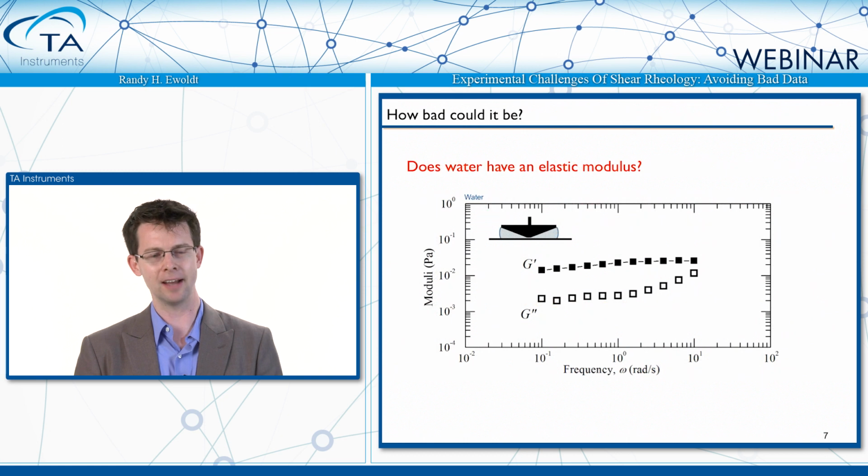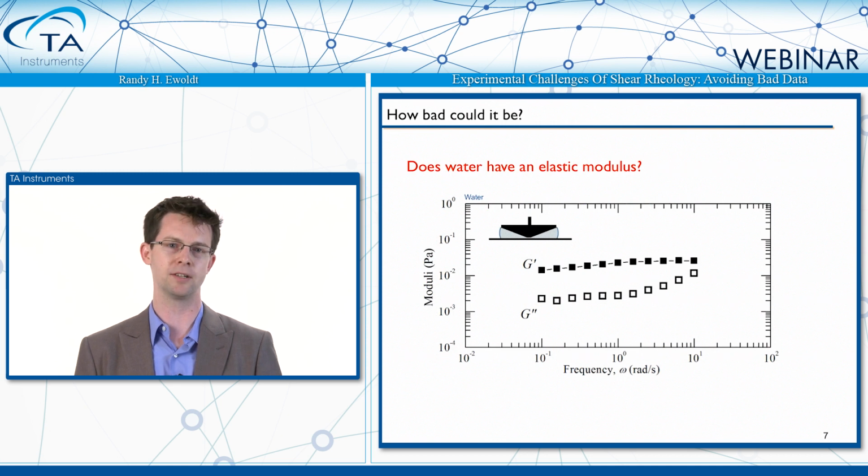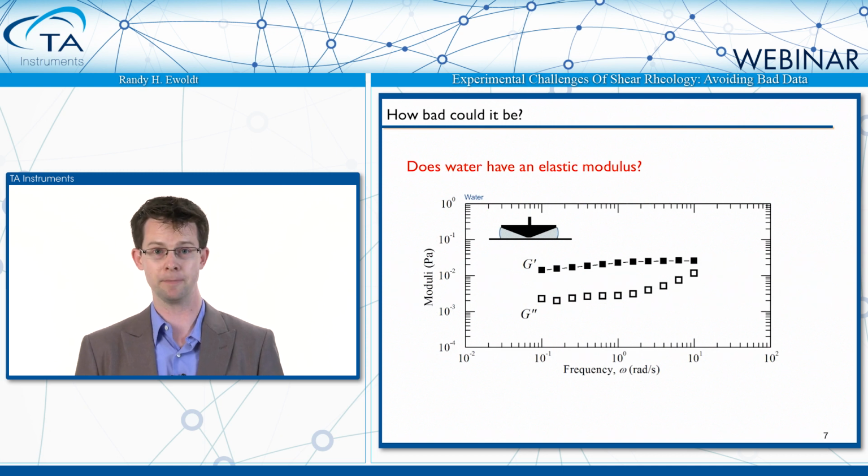Here's another example. I take the simplest, most abundant liquid on Earth, water. And I measure this in oscillatory shear, and I report the viscoelastic moduli as a function of the frequency. What would you expect? You wouldn't expect water to have an elasticity, but that seems to be the dominant effect here. So does water really have an elastic modulus?